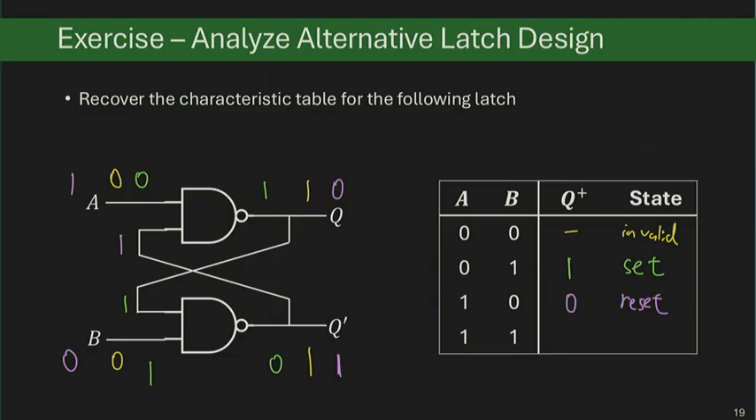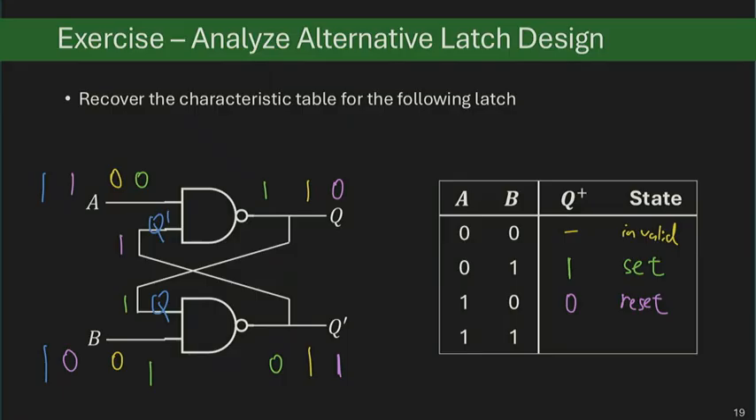And finally, I'm sort of running out of colors. I'll use blue. I have 1, 1 at the inputs. And this is the more difficult scenario. 1 doesn't directly set the output. So I have to bring back my previous state into the inputs of the NAND gates to do the evaluation. From the top to bottom, I'll just show that as a Q variable. And bottom to top, I'll show that as a Q prime variable. The previous Q and Q prime values.